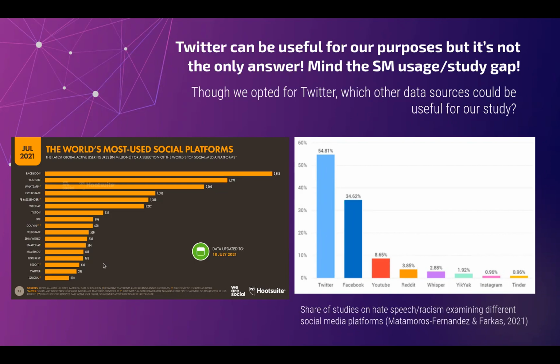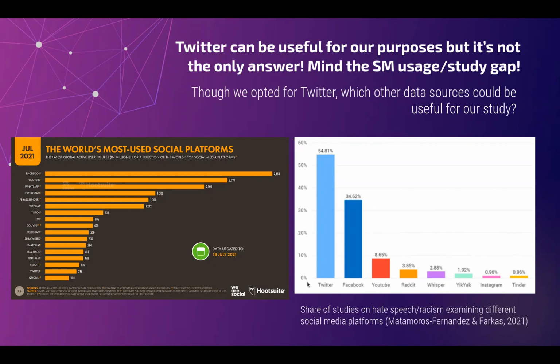So Twitter is by no means the most widely used social media platform. However, it has been and it continues to be the most studied social media platform. I haven't found the data from the more general field, but I found the data with the focus on hate speech and racism from a recent paper by Matamoros Fernandez and Johan Farkas. They conducted a literature review and they checked the share of studies on hate speech and racism on different social media platforms, how many of the studies examined different social media platforms.